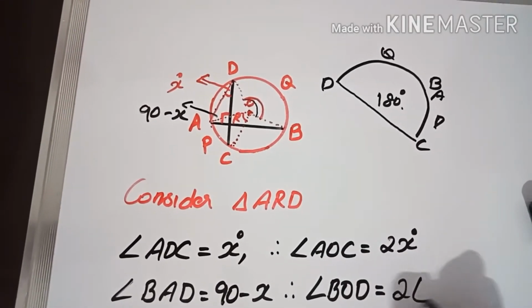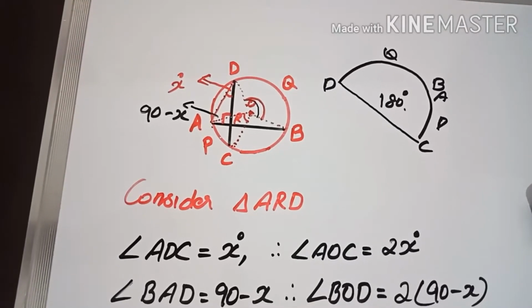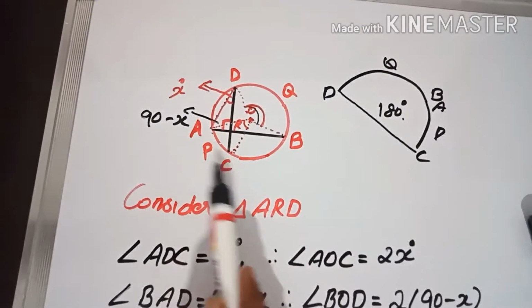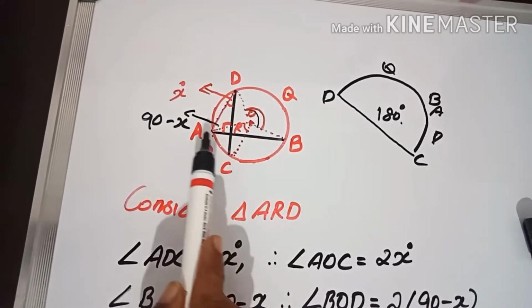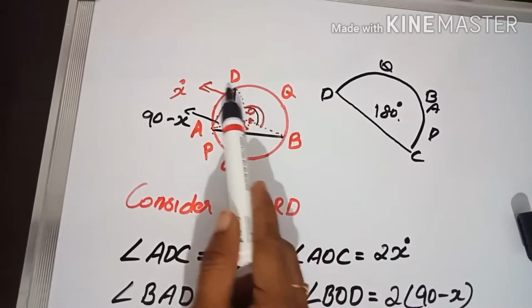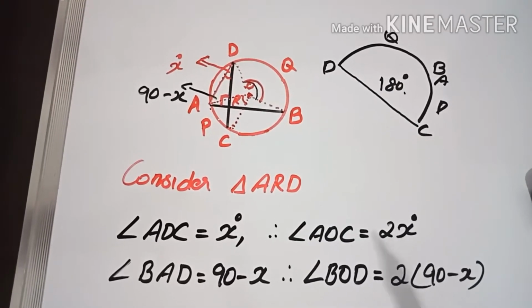So 2 into 90 minus x is the central angle. Now we have the central angle of both arcs. Arc APC's central angle is AOC, that is 2x degrees. Next, arc BQD's central angle is BOD, that is also 2 into 90 minus x.